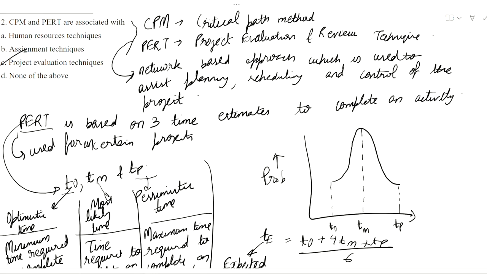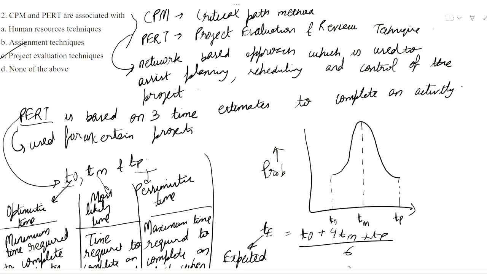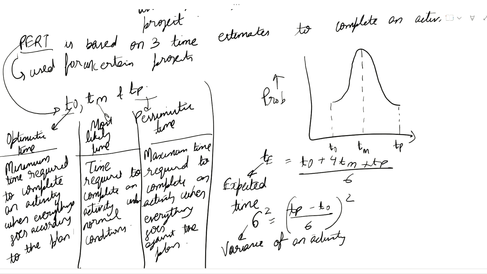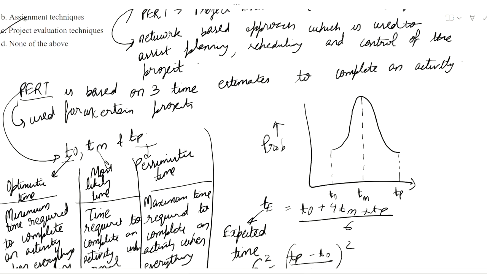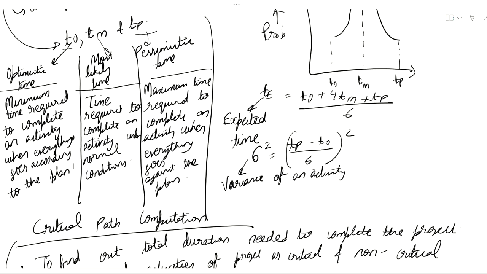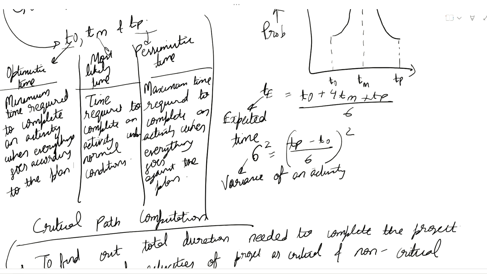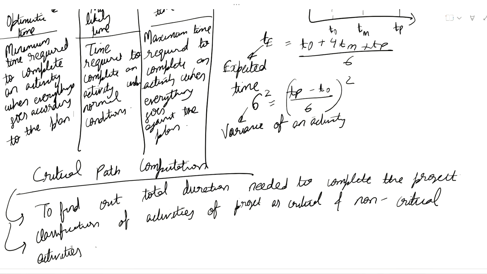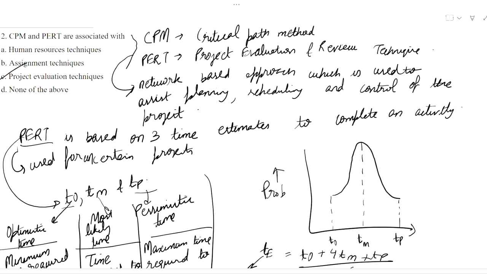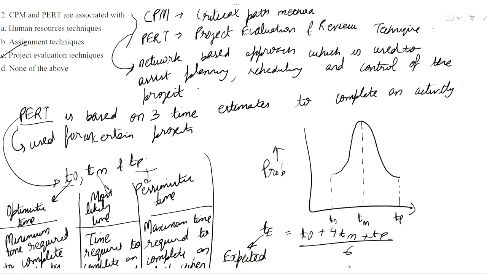PERT is based on 3 time estimates to complete an activity, that is T0, TM and TP. T0 is the optimistic time, TM is the most likely time, TP is the pessimistic time. Now expected time is T0 plus 4 TM plus TP by 6, and it is mostly used for uncertain projects.